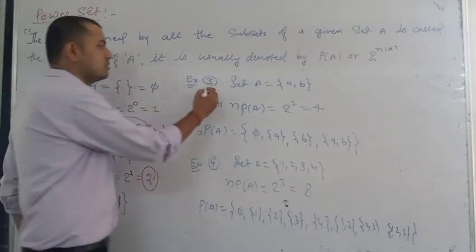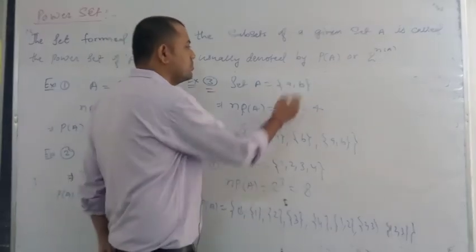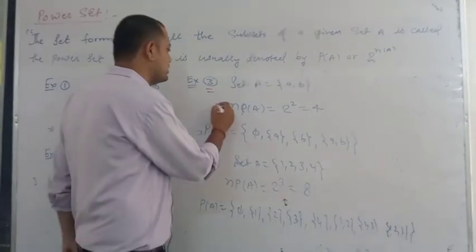Okay, next we see the third example. The third example is set A containing a and b. a and b are 2 elements. So firstly we calculate n(P(A)).